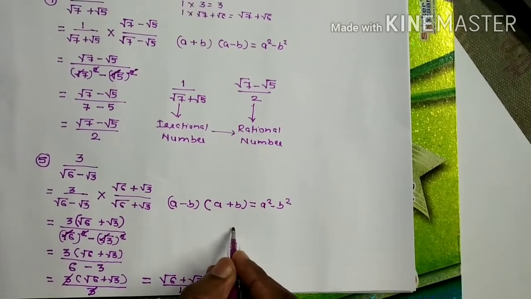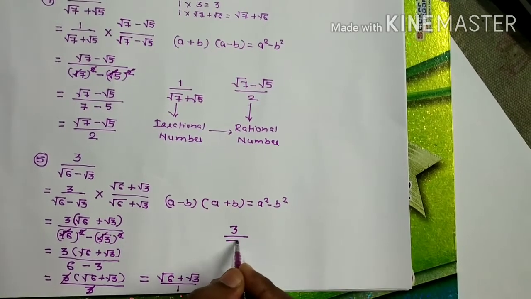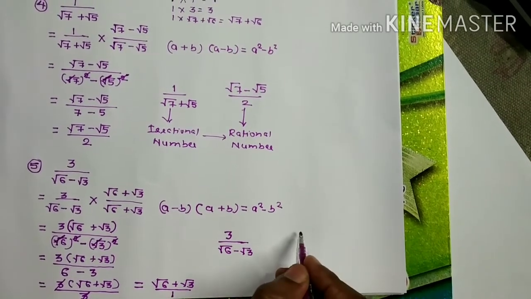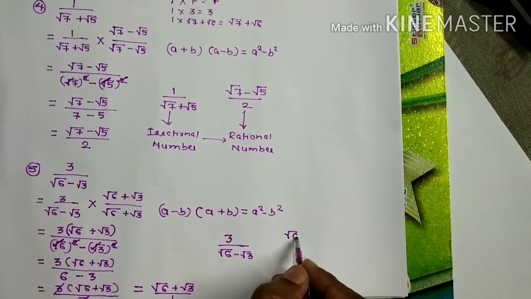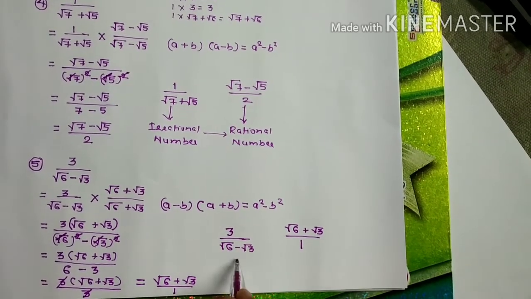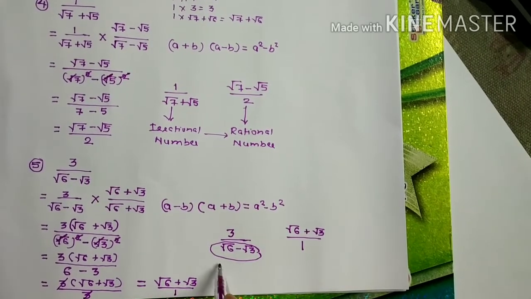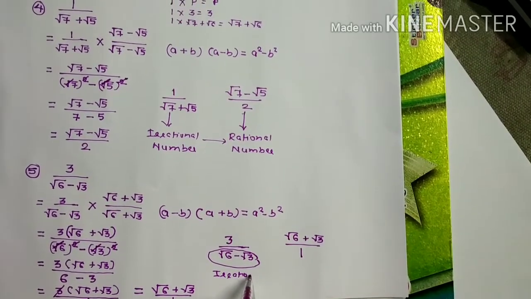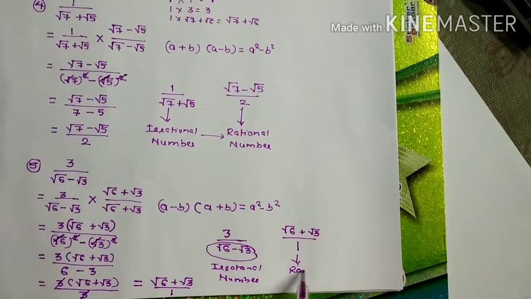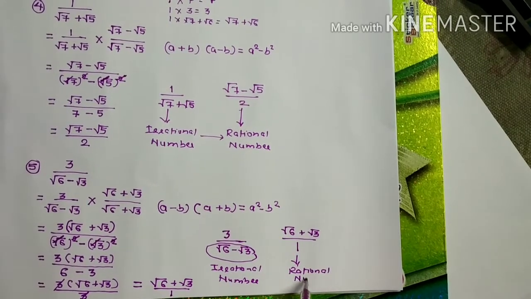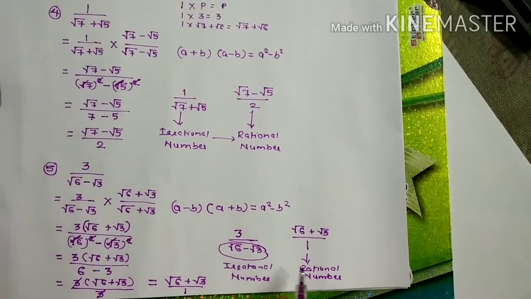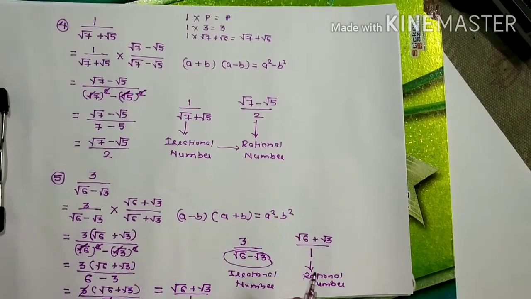What is the example here? 3 divided by root 6 minus root 3. And what is the answer we got here? Root 6 plus root 3, and the denominator is 1 here. So this was an irrational number and 1 is a rational number. The process of converting an irrational number to a rational number is called rationalizing the denominator.